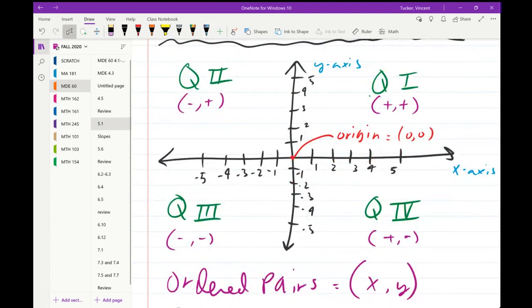It's split up into four quadrants going counterclockwise. So you got quadrant 1, 2, 3, and 4. Quadrant 1, you have to make two positive moves in order to get into it. Quadrant 2, you'll make a negative move and a positive move. Quadrant 3, two negative moves, and then quadrant 4 is positive and then negative.